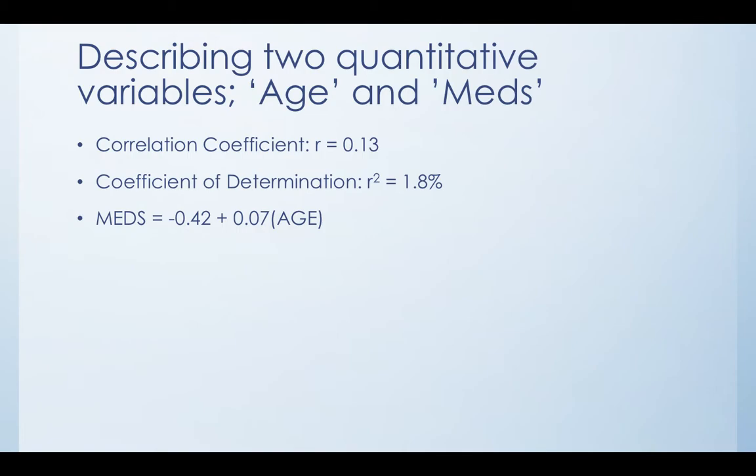The correlation coefficient is extremely low, 0.13. The coefficient of determination, 1.8%. That tells me that only 1.8%, again, 1.8 out of 100, of the variation in the number of meds can be explained by the regression on age. To better explain the relationship, we could create a predictive model, so we could predict the number of meds by taking -0.42 plus 0.07 times the age. So just not a lot going on here between age and meds, but hey, that's the way it works.